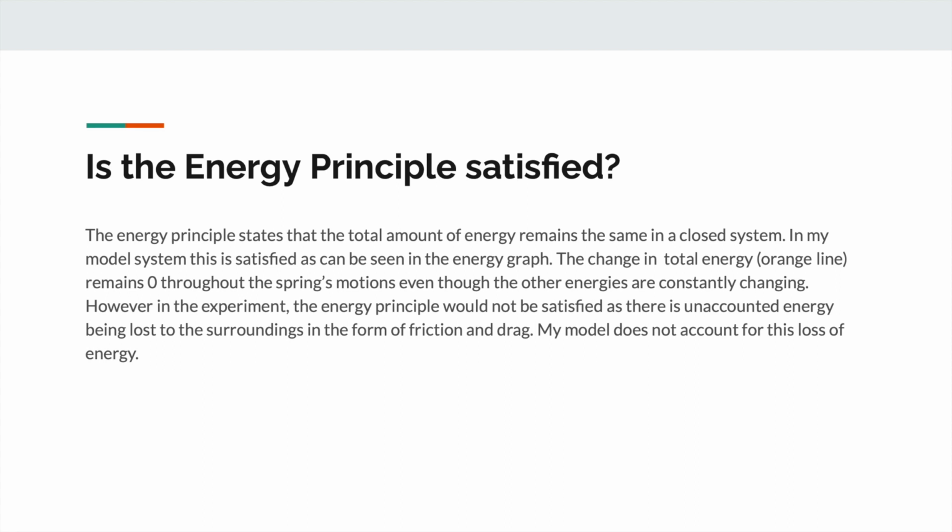Is the energy principle satisfied? The energy principle states that the total amount of energy remains the same in a closed system. In my model system, this is satisfied, as can be seen in the energy graph. The change in total energy, the orange line, remains zero throughout the spring's motion, even though the other energies are constantly changing. However, in the experiment, the energy principle would not be satisfied, as there is unaccounted for energy being lost to the surroundings in the form of friction and drag. My model does not account for this loss in energy.